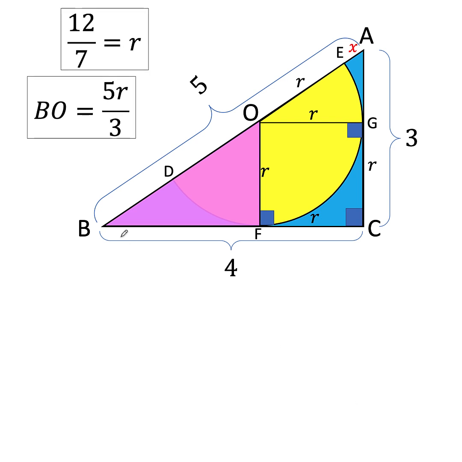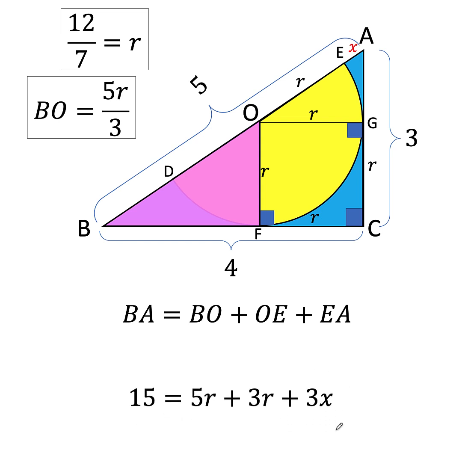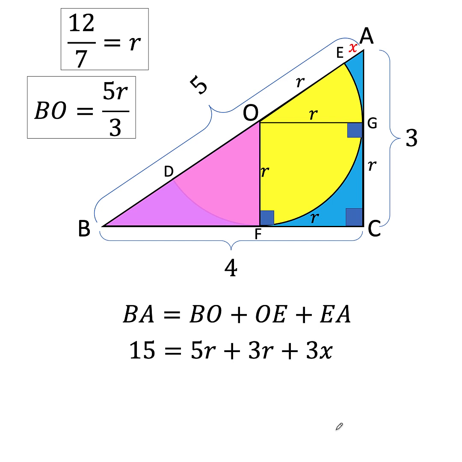Now, look at segment BA. That is composed of 3 parts. That is, BA is equal to BO plus OE plus EA. But BO is 5R over 3, OE is equal to R, and EA is equal to x. Multiply both sides of this equation by 3 to arrive at 15 equals 5R plus 3R plus 3x. And then combine like terms, 5R plus 3R equals 8R.